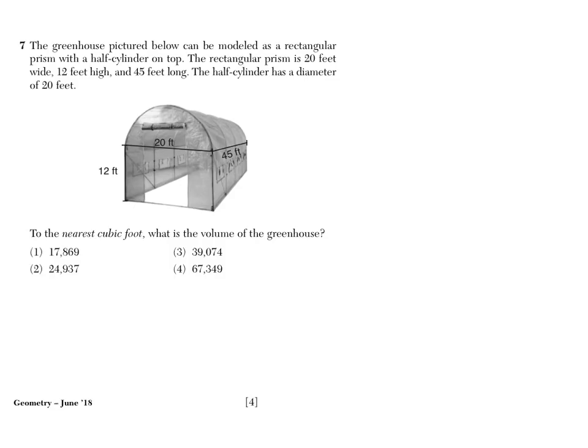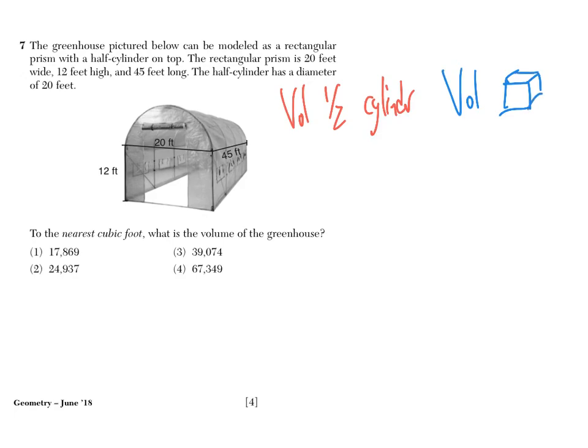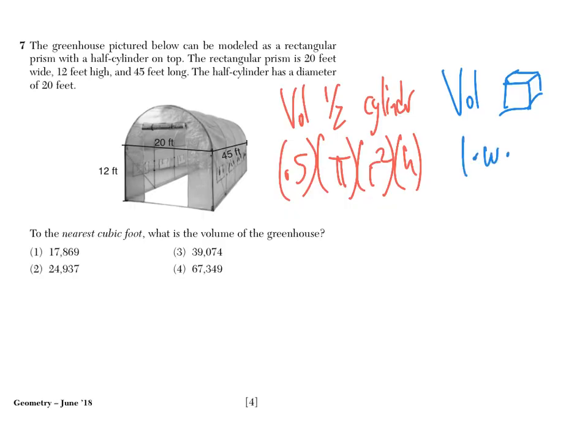And so I'm going to sort of split this greenhouse into 2 parts. We've got the volume of this half cylinder. And we've also got what else? We've got the volume of this rectangular prism. I'm just going to abbreviate a little bit. So what is the formula of the volume of the half cylinder? We remember that it's 0.5 times pi times r squared times the height. The volume of this rectangular prism, of course, is length times width times height.